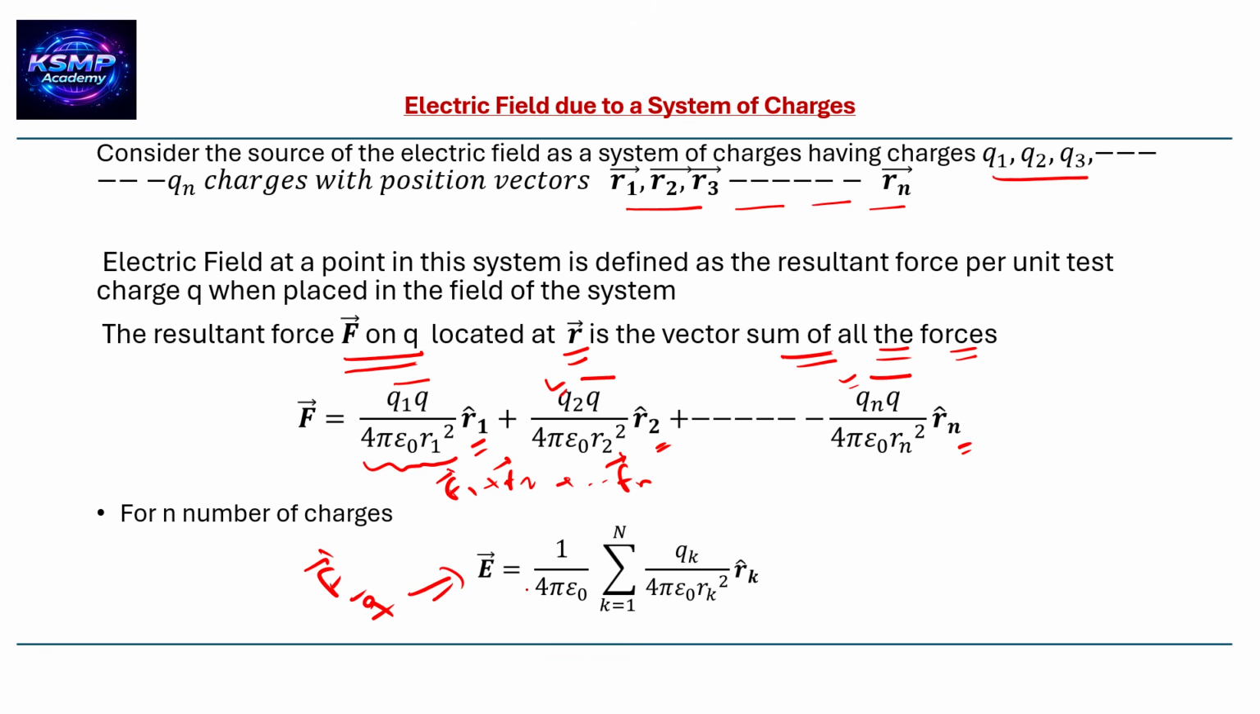So this will give the expression, that is E is 1 by 4 pi epsilon naught, summation 1 to n, Q upon 4 pi epsilon r square, and Rk is the unit vector. So that's how we can write the electric field intensity if the source is a system of charges. The approach is similar, the only thing is that we have to write the expression first for the net force or resultant force.